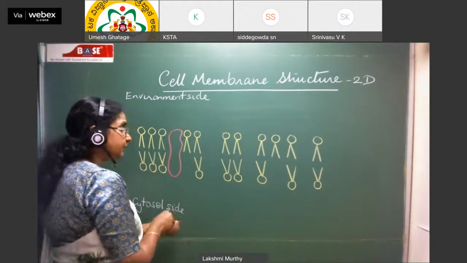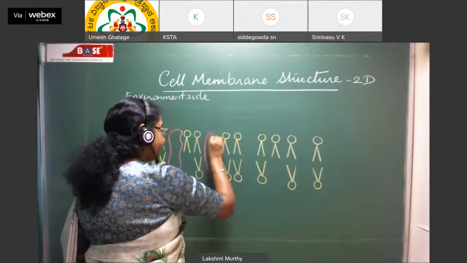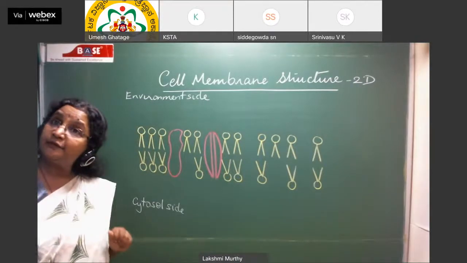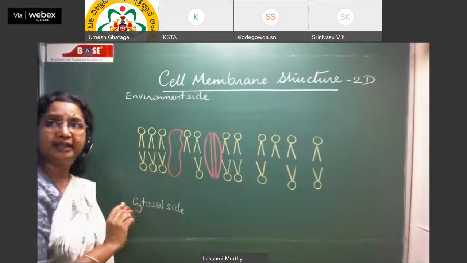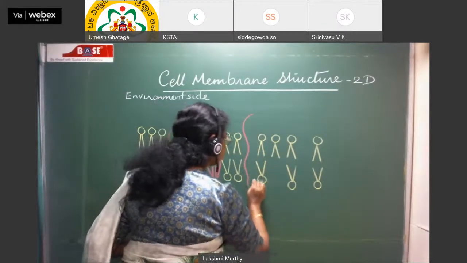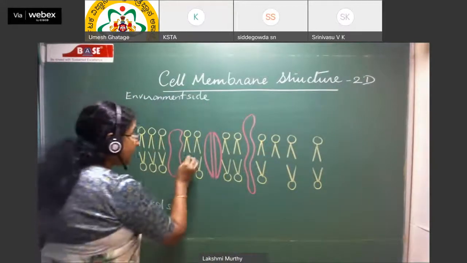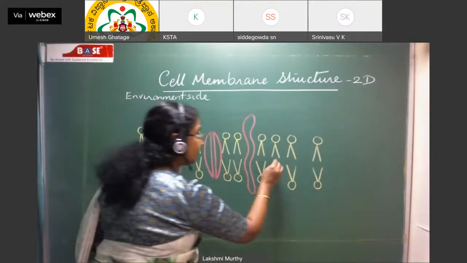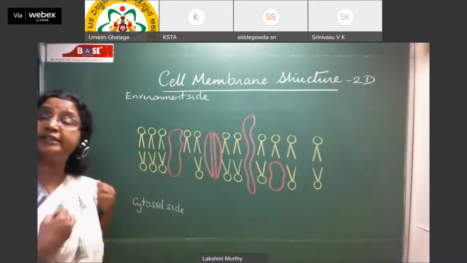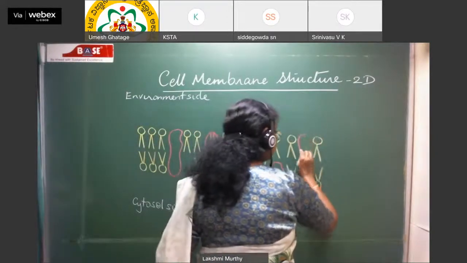I will show another integral protein here. This is another integral protein that I have drawn. Why have I drawn it that way? I'll come to that. I can show one more integral protein in this manner, and another one this way. So in different ways, I can draw these proteins. I can show another one here.